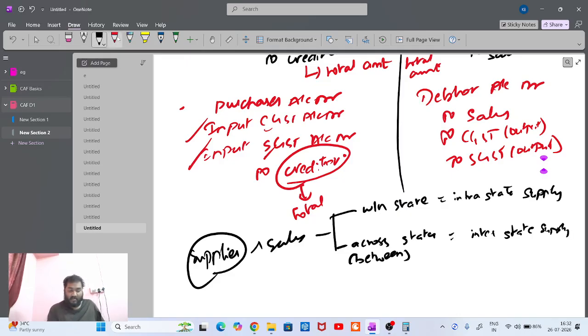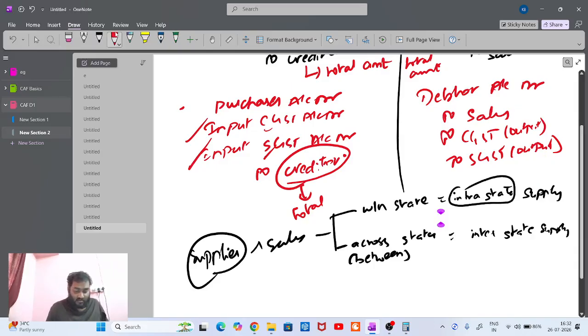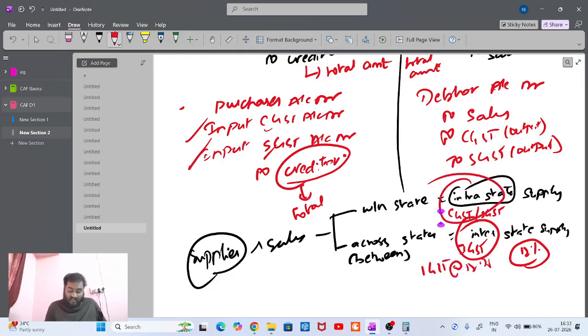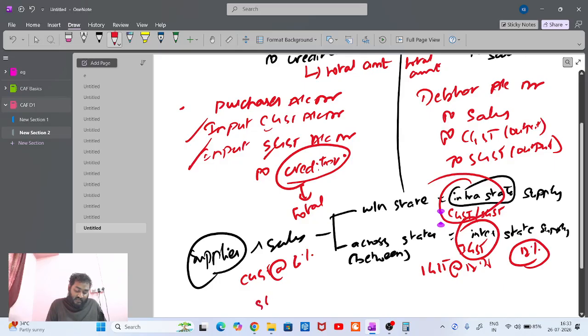For intra, there comes CGST, SGST. For inter, there comes IGST. Basically, if the percentage is 12%, for interstate it goes like IGST at the rate of 12%. For intrastate, it goes CGST at the rate of 6%, SGST at the rate of 6%.